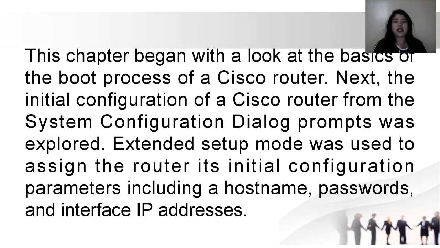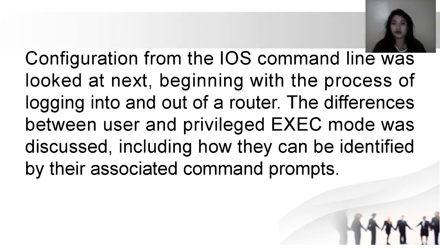So this chapter began with a look at the basics of the boot process of a Cisco router. Next, the initial configuration of a Cisco router from the system configuration dialog prompts was explored. Extended setup mode was used to assign the router its initial configuration parameters, including a host name, passwords, and interface addresses. Configuration from the IOS command line was looked at next, beginning with the process of logging into and out of a router. The differences between user and privileged EXEC mode were discussed, including how they can be identified by their associated command prompts.